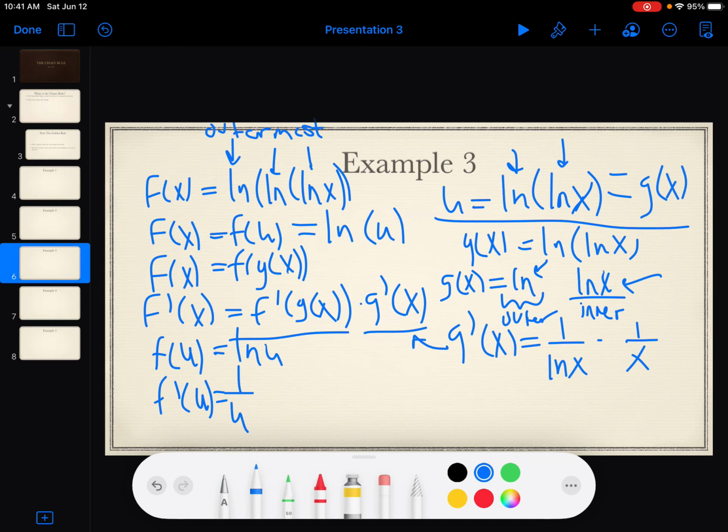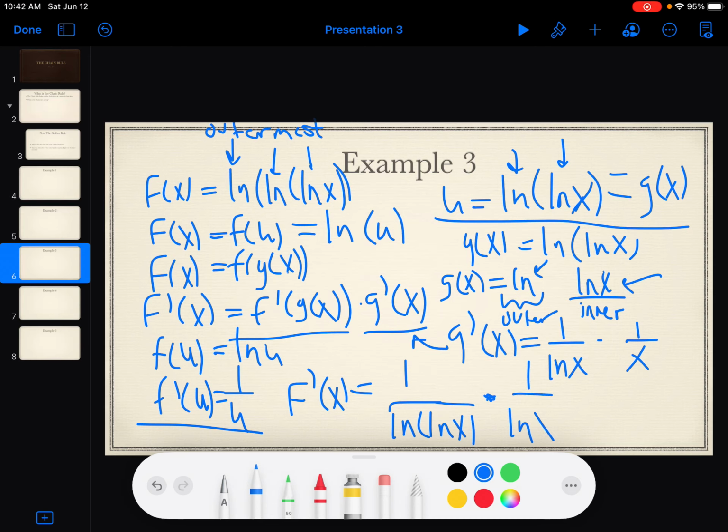So let's substitute this in here. Let me write it out. What was our first part? Our first part was where we found f prime of u, and that is just 1 over u. And what is u? Well, u is just g of x, which was ln of ln x. Now we wanted to take the derivative of g of x. Well, g of x was a composite function on its own, so we took the derivative of that and got 1 over ln x times 1 over x. There we go. We're done.